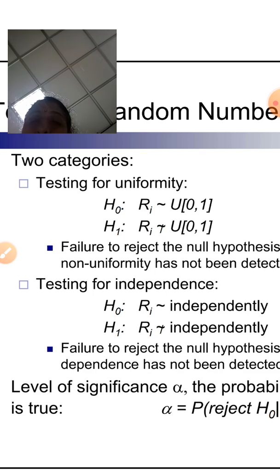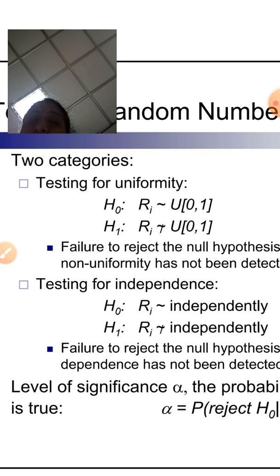Now the hypothesis H1 states that if H naught fails, we reject this first hypothesis H naught. We call it the null hypothesis. Here H1 is that the random number is not uniform between 0 and 1.